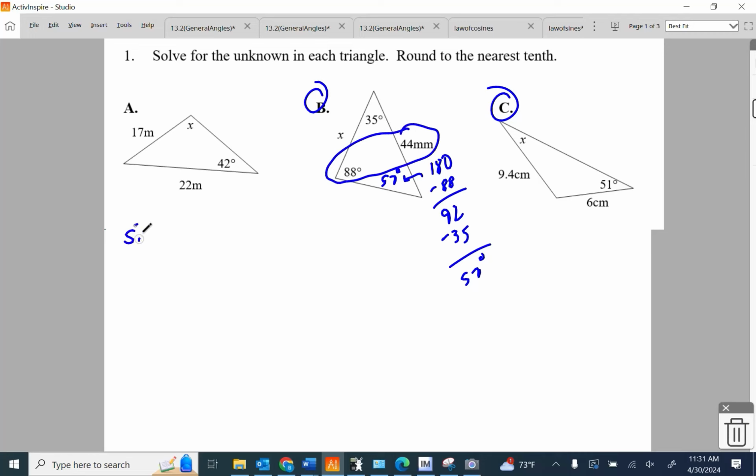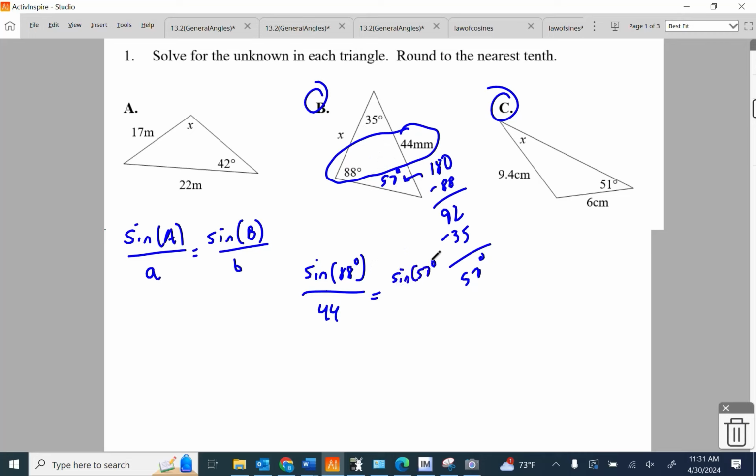By the way, the law of sines says the sine of some angle is to its opposite side as the sine of another angle is to its opposite side. So here I'm going to have the sine of 88 degrees is to 44 millimeters as the sine of 57 degrees is to x because they're opposite. And I'm going to do my cross multiplication. x sine 88 degrees is equal to 44 sine 57 degrees. And the opposite of multiplication has always been division, so I'm going to divide both sides by the sine of 88 degrees.